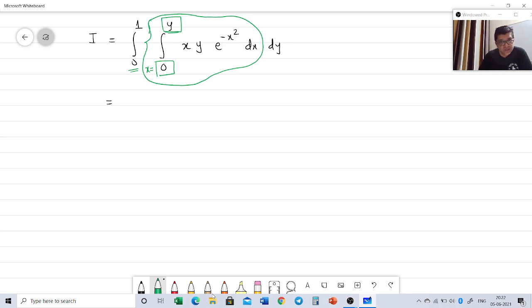Since inner limits are functions of y, that means these are limits of x. If inner limits are functions of y, that means these are limits of x. And if these are limits of x, then we should first integrate with respect to x. And after having done that, after completing that, then we have to integrate with respect to y. So here the order of integration is rigid, right?